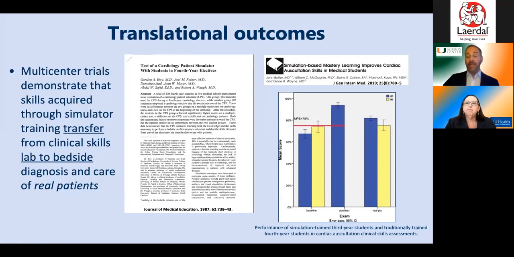And very importantly, this post-test in the middle bar was with the simulator. They also tested students, both groups, with real patients with cardiac findings. And again, you can see that there was no difference in the fourth-year medical students who had not been trained with Harvey, but the third-year medical students did significantly improve. The error bars are well above those of the untrained or traditionally trained students.